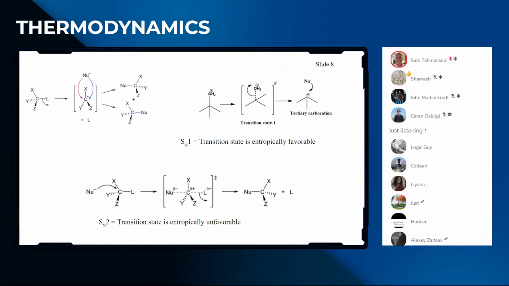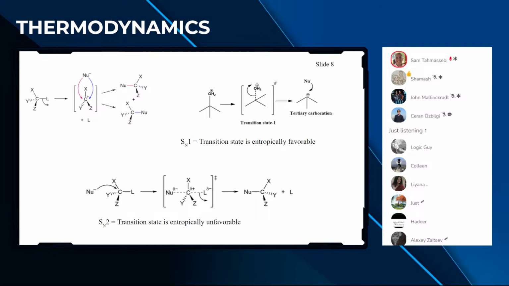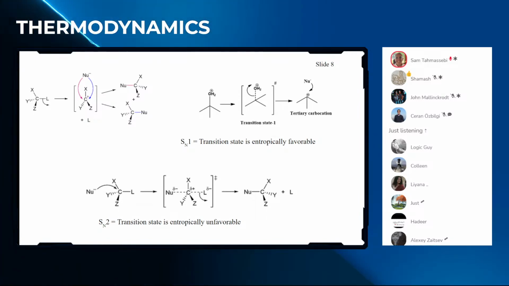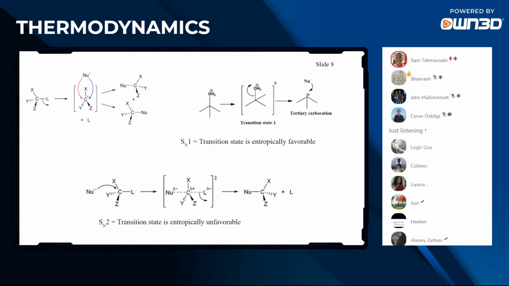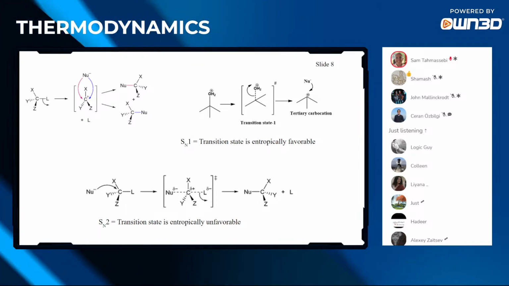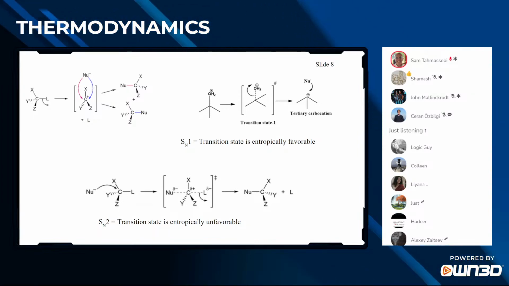To kind of refresh, we have a compound CXYZL. C is carbon. XYZ are some random substituents. L is a leaving group. It's what is going to leave at the end of the reaction. Nu is a nucleophile. It's something that has excess electrons and it's attracted to the partial positive charge on the carbon. And usually the reaction of a nucleophile with a carbon that has a leaving group results in the nucleophile replacing the leaving group. So the leaving group leaves and the nucleophile goes in its place. This is called a nucleophilic substitution reaction.